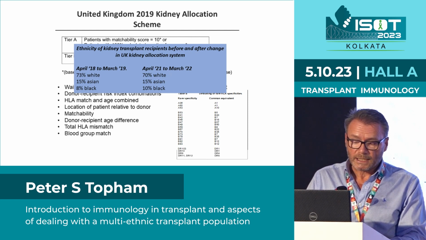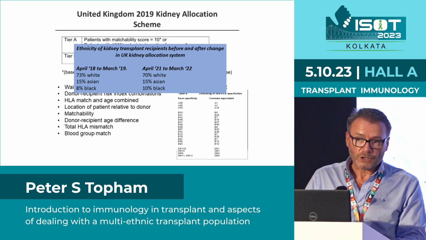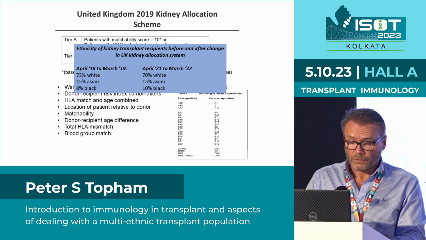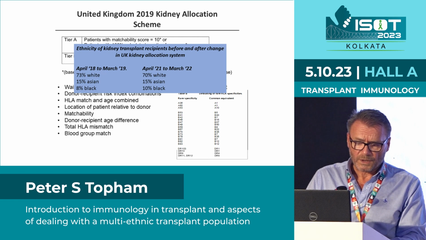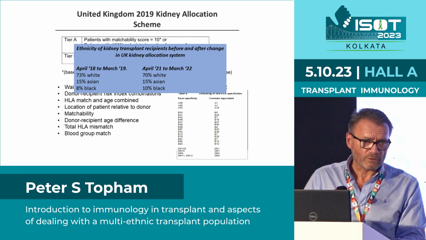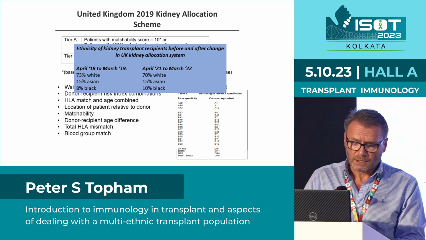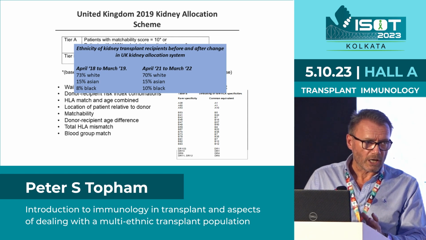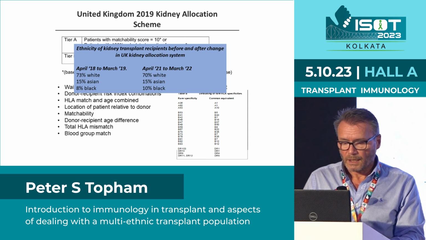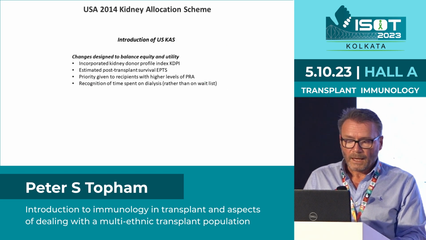Between April 2018 and March 2019, this was the constitution of the kidney recipients. So 73% were white, 15% were Asian, and 8% were black. And after the introduction of the allocation scheme, the biggest change was in the black population, where the percentage of patients has risen from 8% to 10%. And there's a concurrent reduction in the white population.